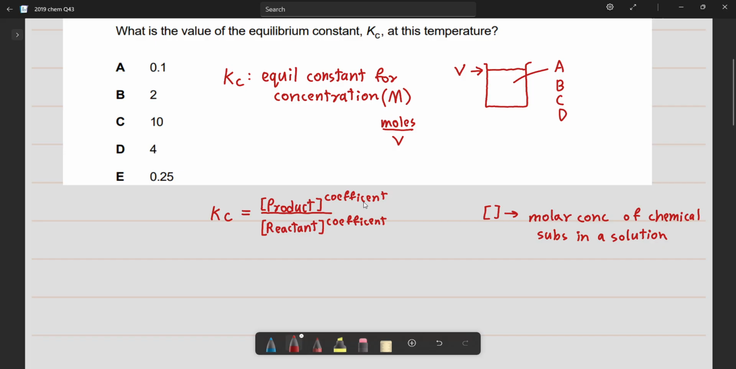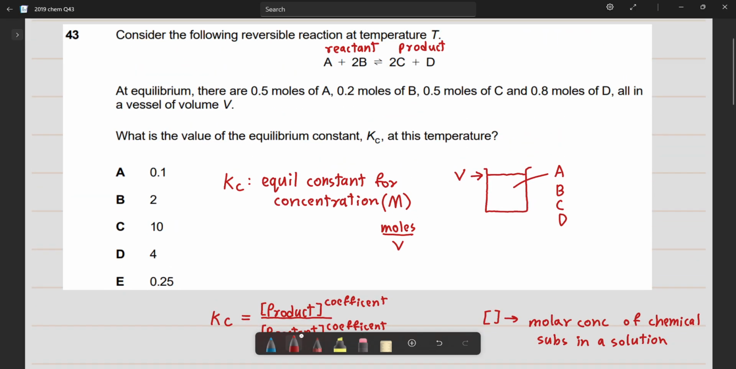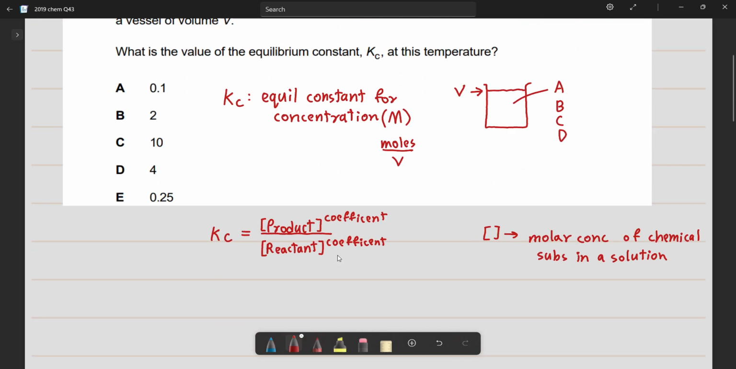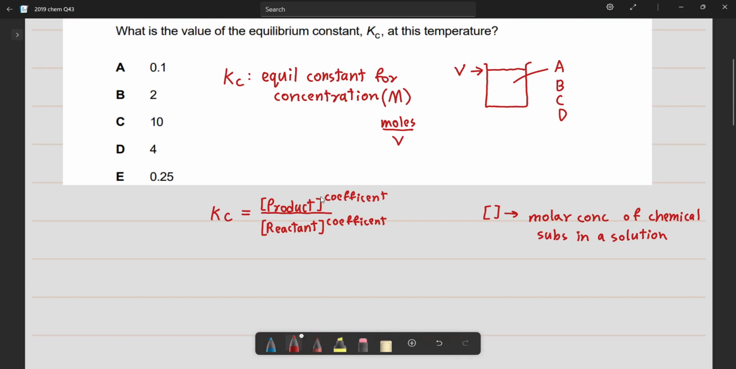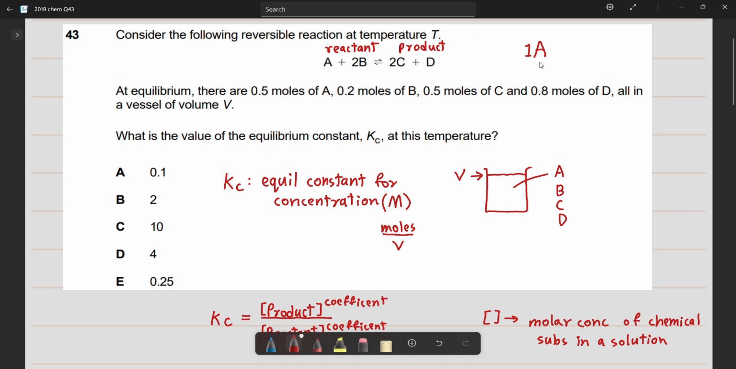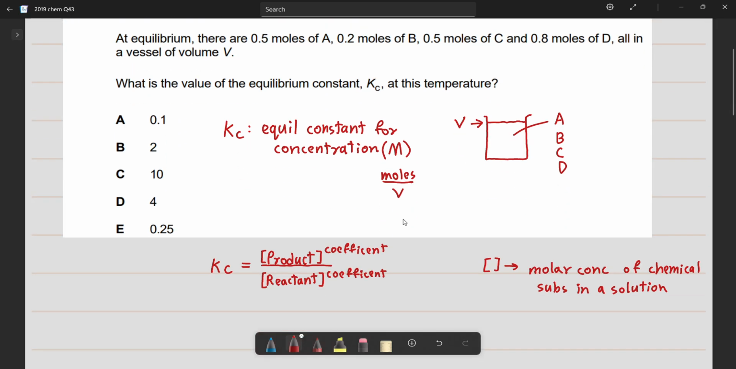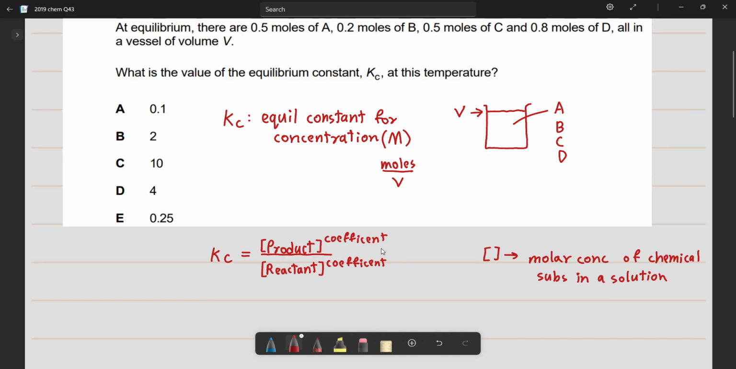And over here this coefficient, the numbers that we have on our left side. Okay, so this is a species, a chemical substance. So whatever number we have on this side represents the coefficient. And this coefficient will be represented as a power in this Kc expression. So the coefficient of that chemical substance in the reaction is represented as a power. Okay, so product to the power of something.